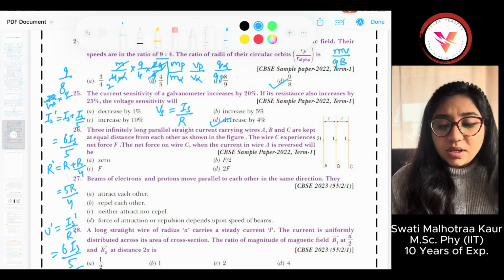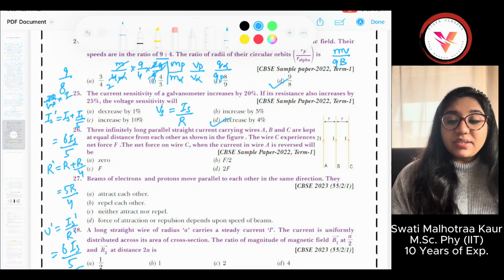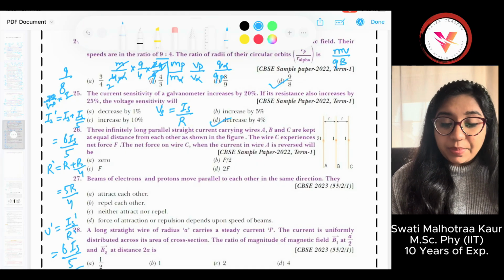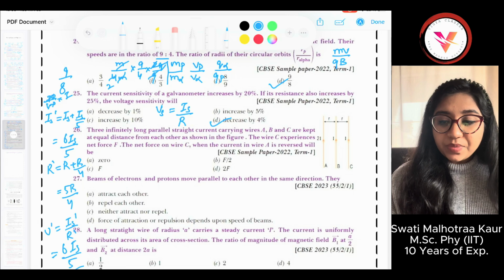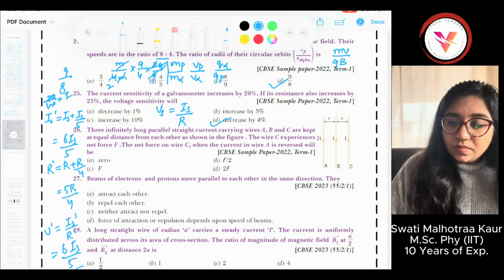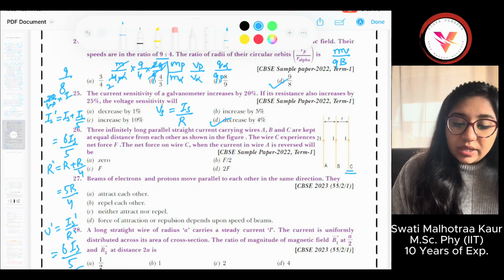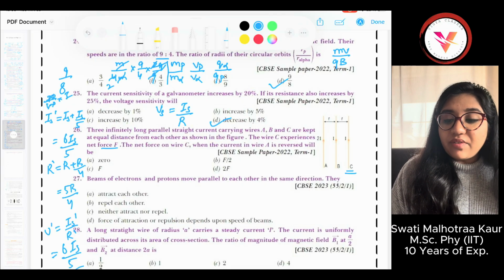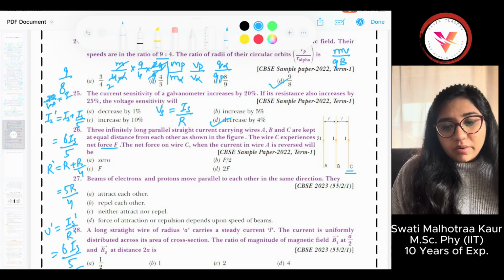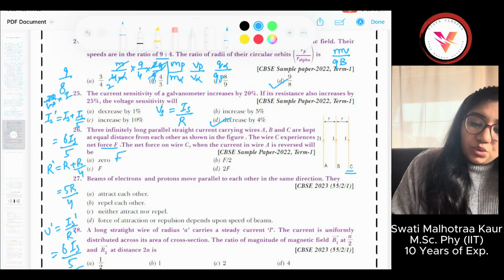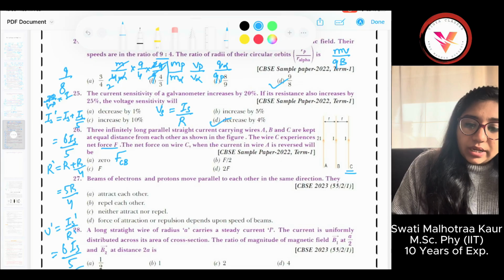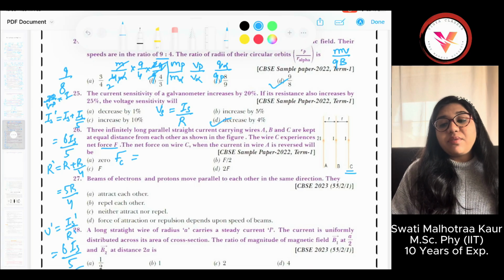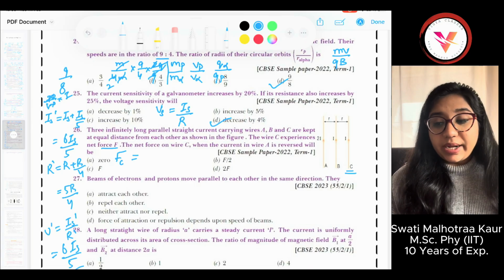Simple maths. Three infinitely long parallel straight current carrying wires A, B, C are kept at equal distance from each other, as shown in the figure. The wire C experiences a net force F. Okay, so the net force on wire C when the current in wire A is reversed. So we calculate the force on C due to B and A both. Force on C in the second condition when the current in wire A is reversed, I'm calculating that.